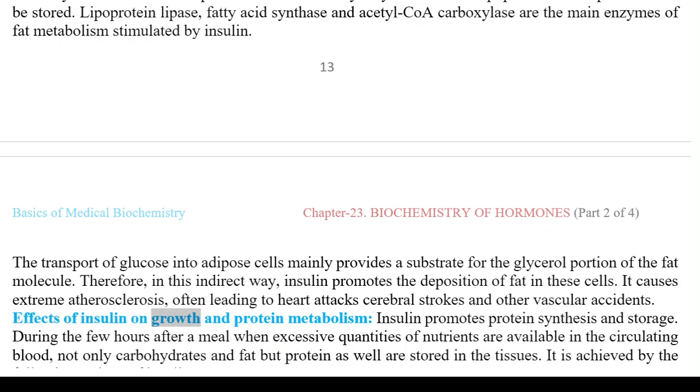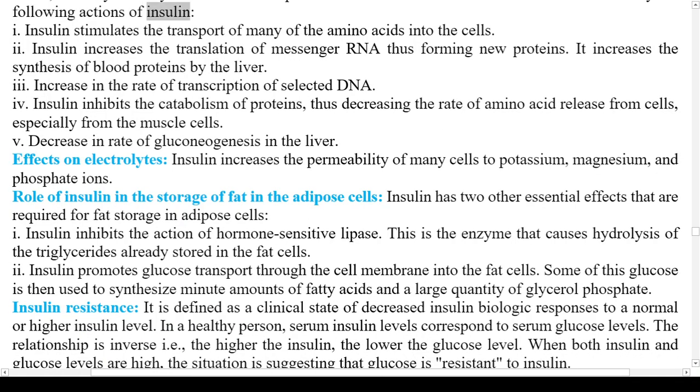Effects of insulin on growth and protein metabolism. Insulin promotes protein synthesis and storage. During the few hours after a meal, when excessive quantities of nutrients are available in the circulating blood, not only carbohydrates and fat but protein as well are stored in the tissues. It is achieved by the following actions of insulin.